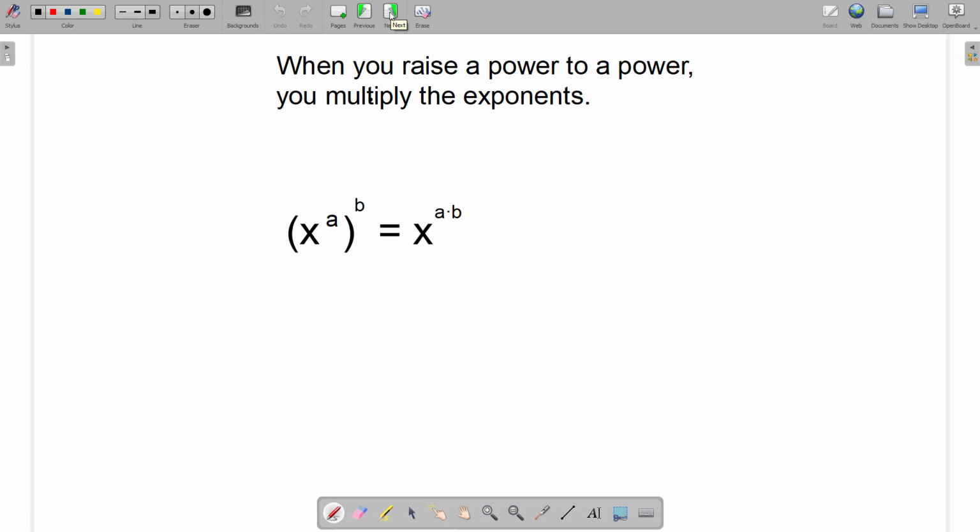Now, if we are raising a power to a power, we're taking x to the a and raising it to the b power. So for example, if I have x squared raised to the 3rd power, that means I'm taking x squared and multiplying it by itself 3 times. Well, using the rule that we just talked about, I can then add those exponents and get x to the 6th. But notice that 2 times 3 gives me the 6. So when you raise a power to a power, all you have to do is multiply those exponents together.